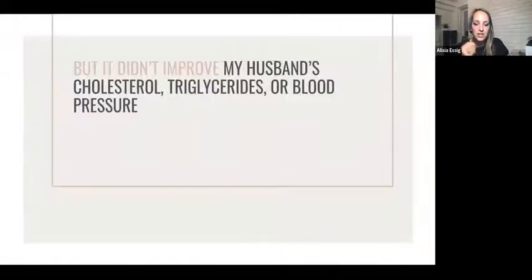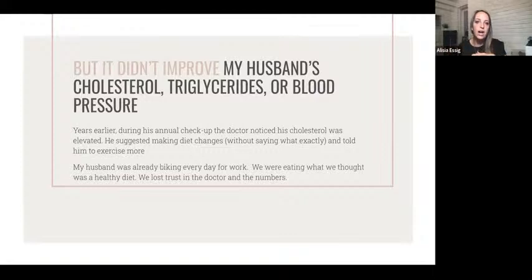But here's what I want to point out. It did not improve my husband's cholesterol. Even though in general, when you lose weight, like most people, their cholesterol improves. Even if they went on a Twinkie diet, their cholesterol is going to improve, but not all the time, especially when you are focused on higher protein. And depending on the protein you're eating, you may still have high cholesterol, high triglycerides or high blood pressure. And that's where we were, right? We were losing weight, but my husband's numbers were still elevated. They were higher than we wanted.